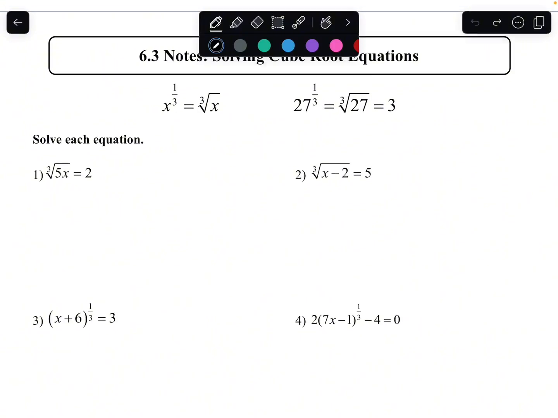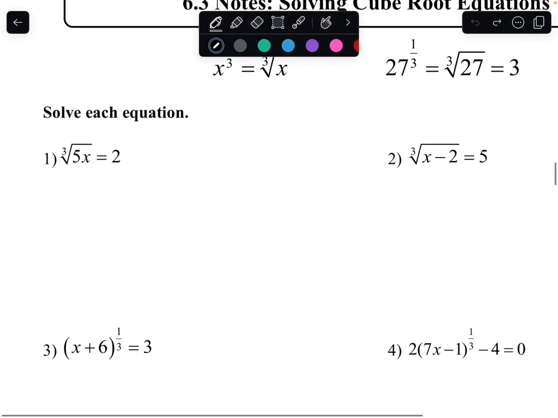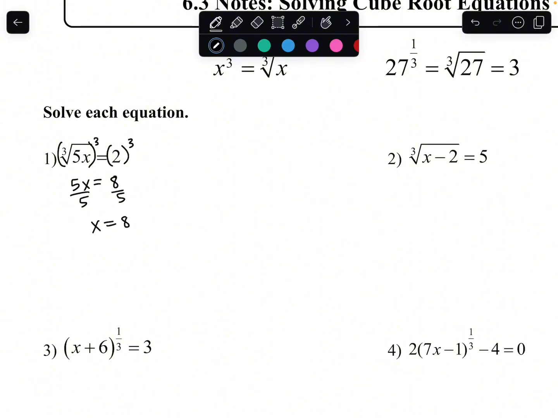So starting with number 1, I see cube root of 5x equals 2. And so the radical is isolated, and so we can undo the cube root by cubing both sides, leaving 5x equals 8, then divide by 5, so x equals 8/5.